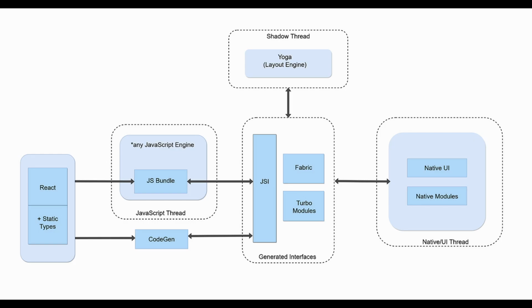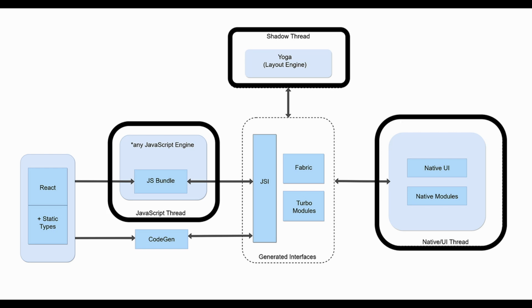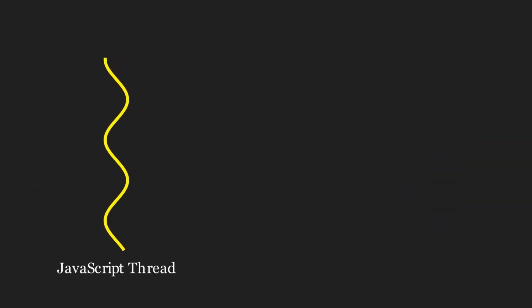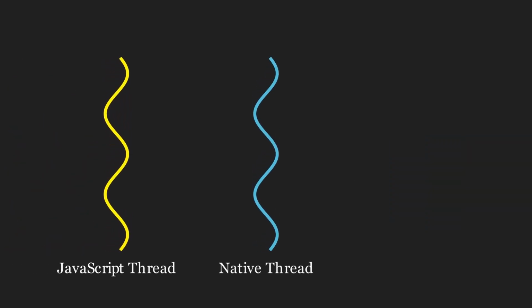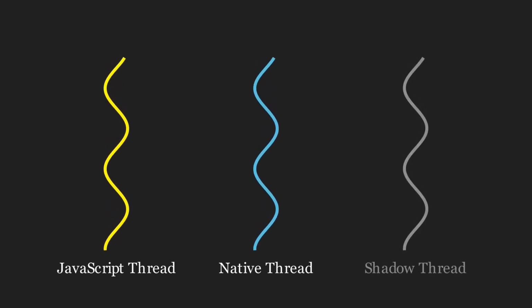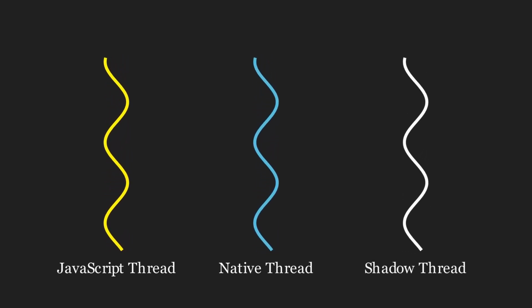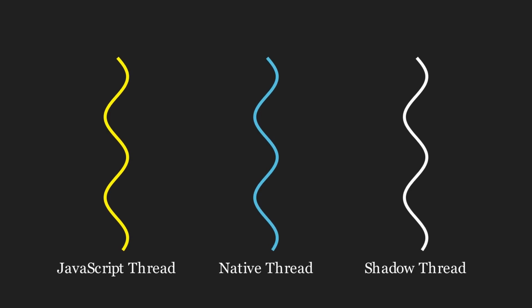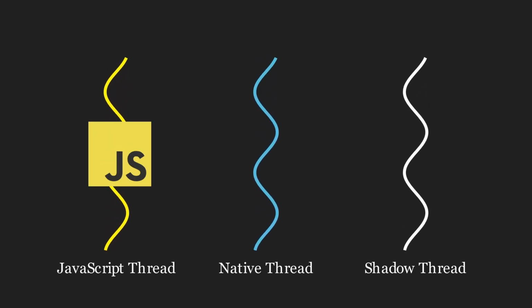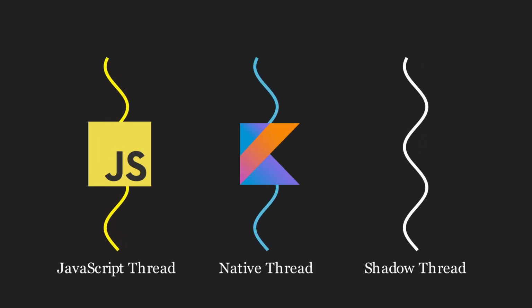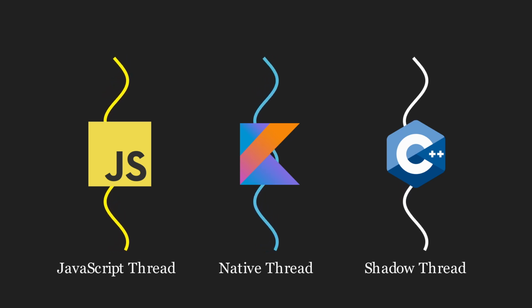Take a look at this diagram. This is a higher level representation of what happens under the hood of React Native. But before we go through each step in detail, I want to highlight these 3 threads that are used in this process. JavaScript thread, native or the UI thread, and finally the shadow thread. For context, a thread is a single flow of execution in a process. So, the JavaScript thread is responsible for executing JavaScript, native thread executes native code and renders UI, and the shadow thread executes C++ code, which we'll get into later.